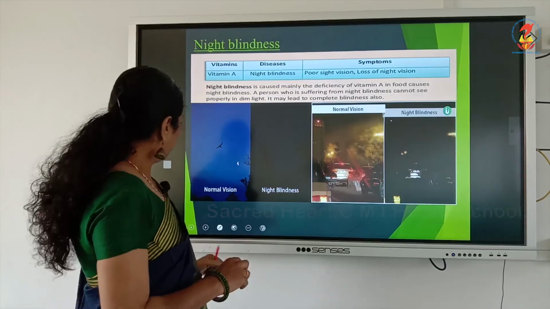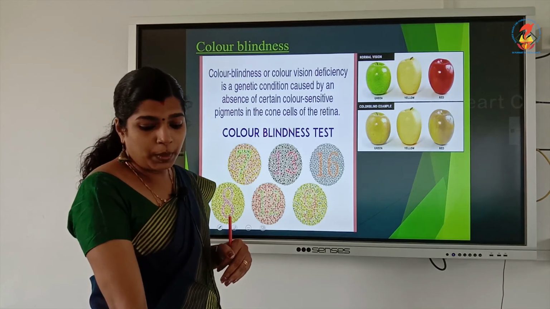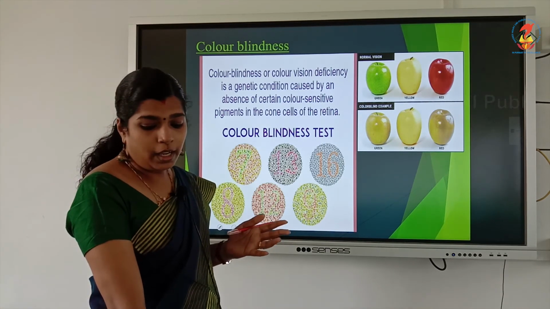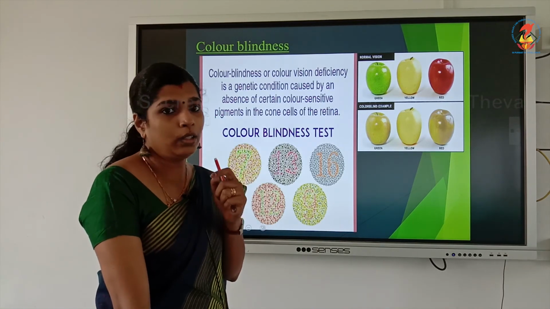Then color blindness is there. Color blindness is a genetic condition caused by the absence of certain color sensitive pigments in the cone cells of the retina. Some people cannot distinguish between different colors. It is due to the absence of certain pigments in the cone cells.